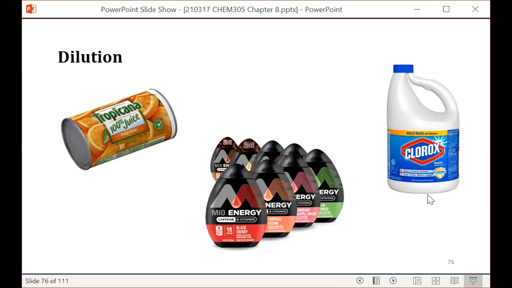Or diluting bleach. This is something that's commonly done for cleaning and disinfecting. If you want to make a 10% bleach solution, you take your concentrated solution, look at the label to figure out its concentration, and then dilute it to get the final concentration that you want for cleaning or disinfecting. So dilutions are incredibly handy in the chemistry lab, but also just at home. It's a good thing to know how to do.